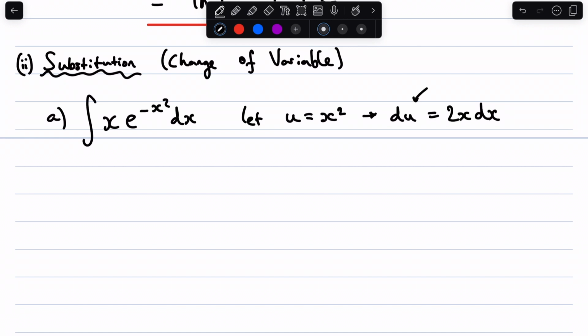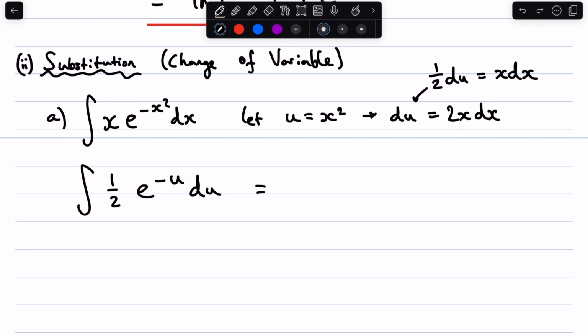We can also say that that would be therefore that half du, taking the 2 across, is equal to x dx. And so this x dx is that term and that term times together, so we can just replace those two by half du. And so this e to the minus x squared is just now e to the minus u. This is a much easier function to integrate. So integrating this is just going to be minus a half e to the minus u plus our integration constant.